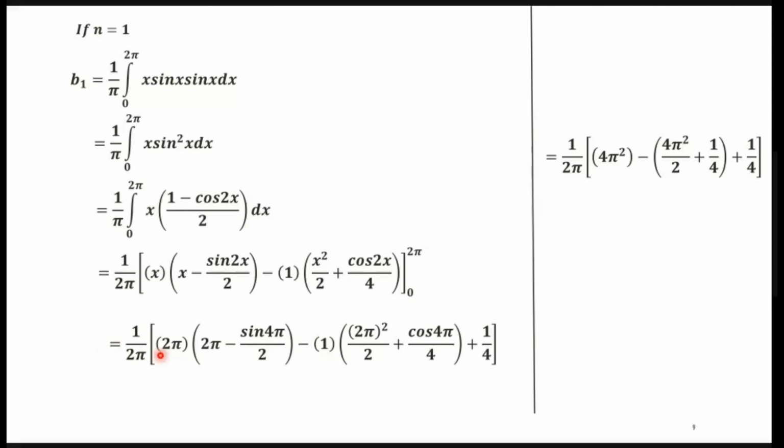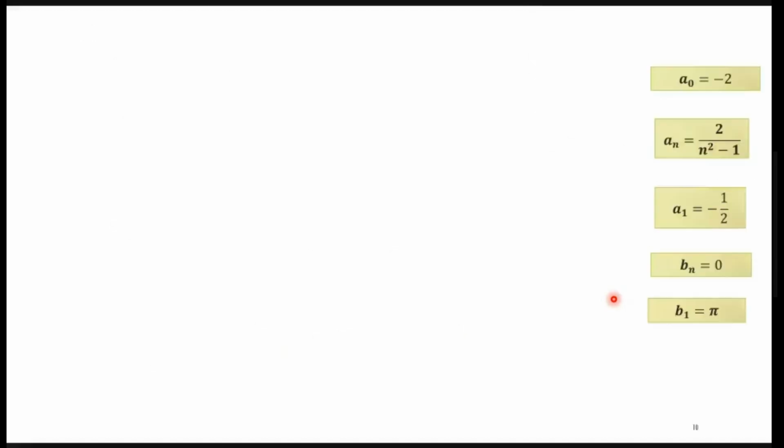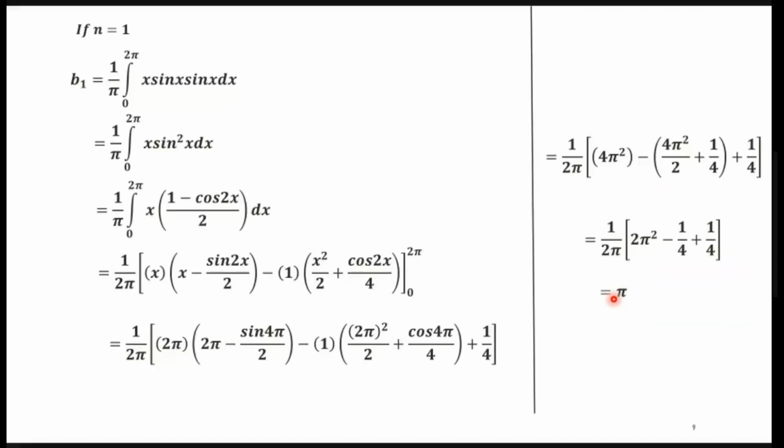This will become 4 pi square. This will become 4 pi square by 2, and this will become 1 upon 4 plus 1 upon 4. Simplifying, 4 pi square minus 4 pi square by 2, तो ये हो जाएगा 2 pi square. तो 4 pi square minus 2 pi square is minus 2 pi square. जब माइनस अंदर लेंगे तो minus 1 by 4 plus 1 by 4. That will become 2 pi square upon 2 pi. Sorry. That is equal to pi.